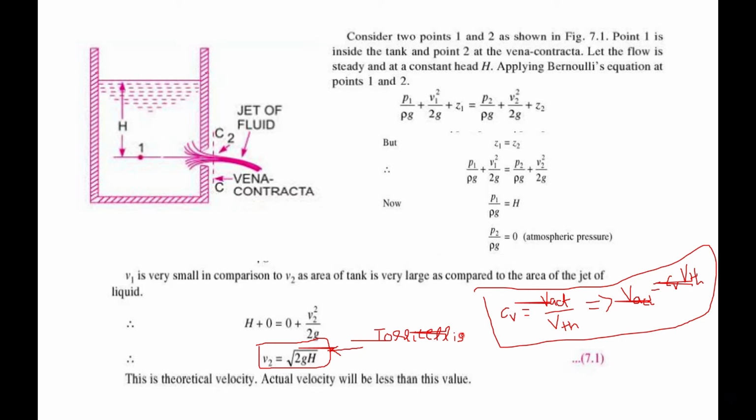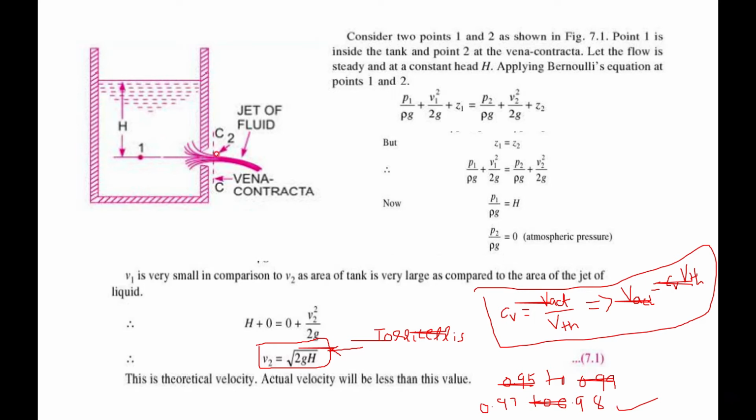This derivation we have already done in the previous class, and the value of CV ranges from 0.95 to 0.99. In general, for a sharp edged orifice, it can be taken as 0.97 to 0.98. And further, at the cross-sectional area of the jet at vena contracta, there will be energy loss. That energy loss we have taken into account by introducing a term called the coefficient of velocity.